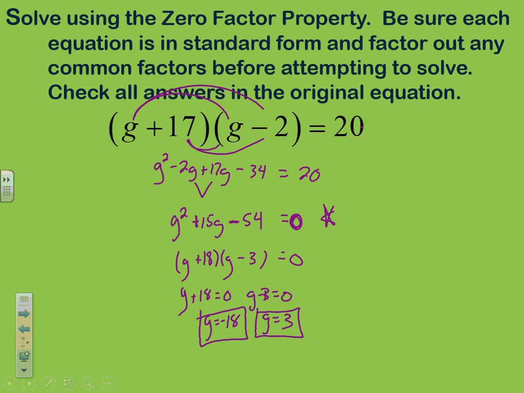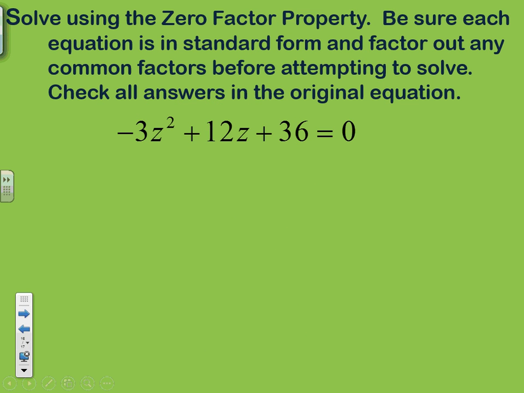But unfortunately in this case, we have to FOIL out the factors that were given to us, put it in standard form, make sure everything is equal to 0 before we try factoring it ourselves to see what the solutions are going to be. All right, I think I lied to you. There's one more after this one.